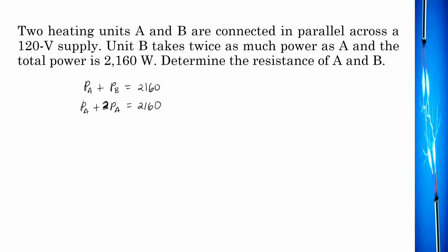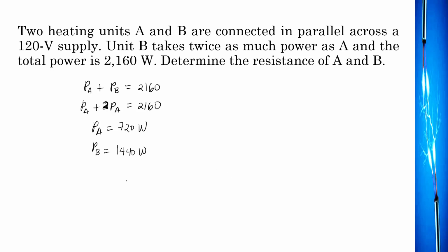So, ngayon, alamin natin kung ano ba ang magiging power ng unit A. So, syempre 2,160 divide mo lang sa 3. So, you will get 720 watts. Tapos, yung sa B naman ay times 2, no? Times 2. 1,440.